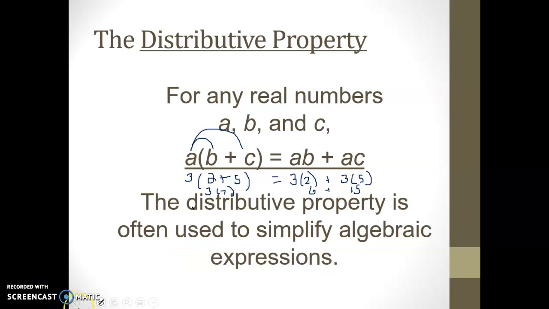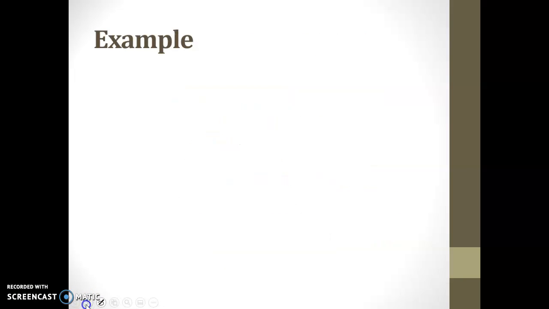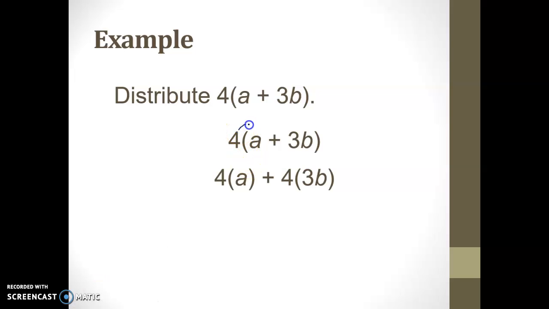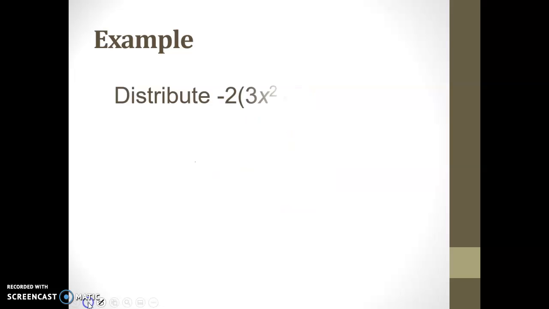It's really helpful when we don't have numbers inside the parentheses, but we've got variables instead. Here's an example. We're going to distribute 4 times (a plus 3b). We can distribute that 4 to the a and have 4 times a, and distribute it times the 3b and have 4 times 3b. Simplifying that gives us 4a plus 12b. We can't combine those terms anymore because they don't have like variables. They are not like terms.